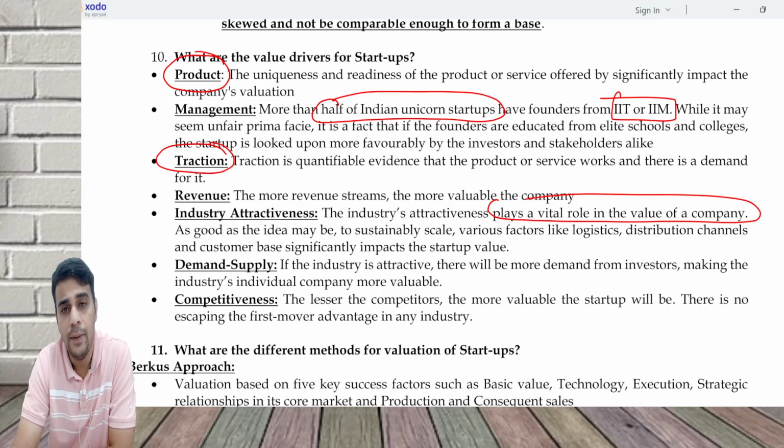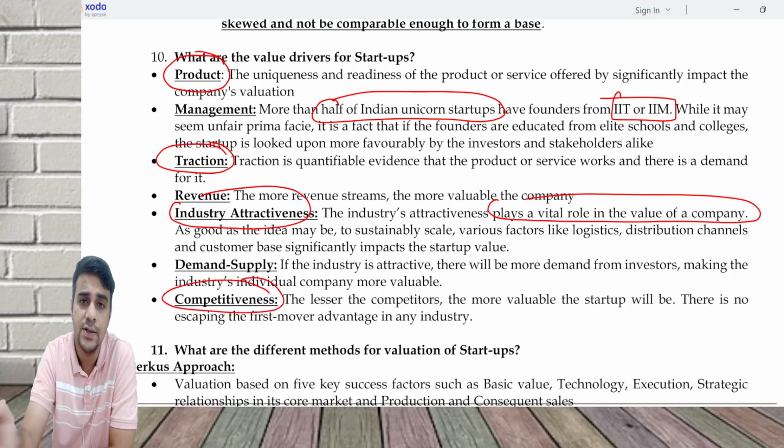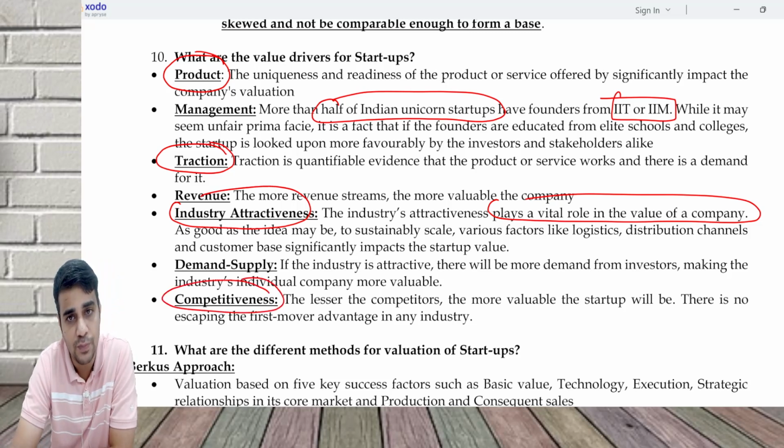Competitiveness is how much competition is there in the market. You can look at this industry attractiveness and competitiveness from the Porter's 5 forces model point of view, because whatever is there in Porter's 5 forces model is indirectly going to come here to understand the attractiveness of the industry.